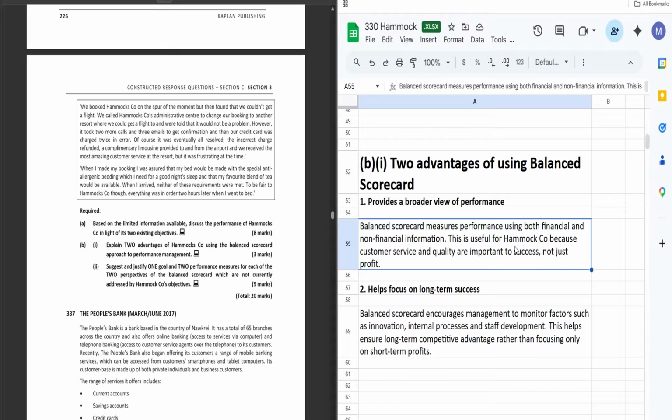So currently customers are complaining regarding the innovation. So if we are using the balanced scorecard, obviously the balanced scorecard also includes the internal process and innovation point, so the company will also focus on that area. Okay, so next is help focus on the long-term success. The balanced scorecard encourages management to monitor factors such as innovation, internal process, staff development. So this will help to ensure the long-term competitive advantage rather than just focusing on short-term profit.